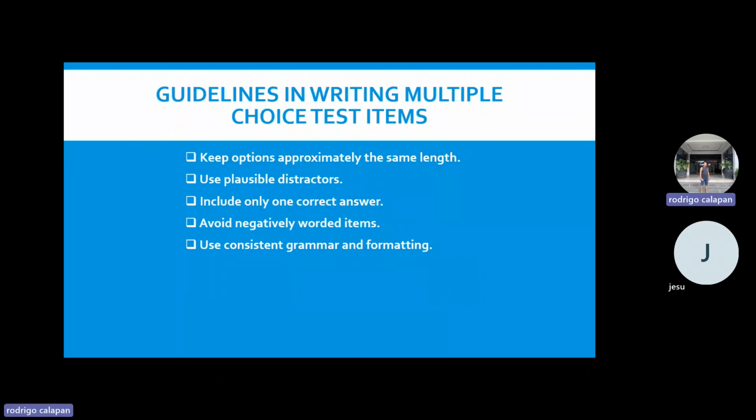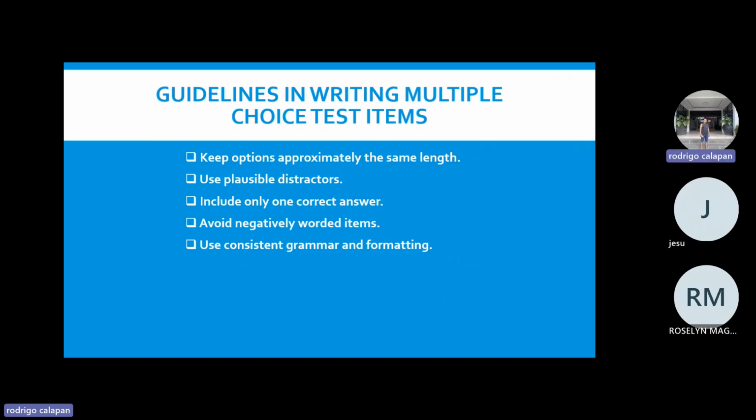Another thing, we have to include only one correct answer. So that is why we need to review. Kasi there will be a tendency sometimes na dalawa pala ang nilagay nating sagot, no? That would create confusion. So each question should have a single and unambiguously correct answer. At the same time, avoid all of the above or none of the above options unless it is necessary and appropriate.